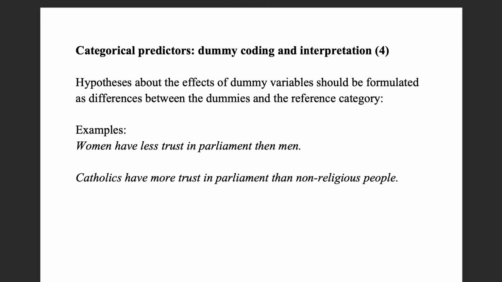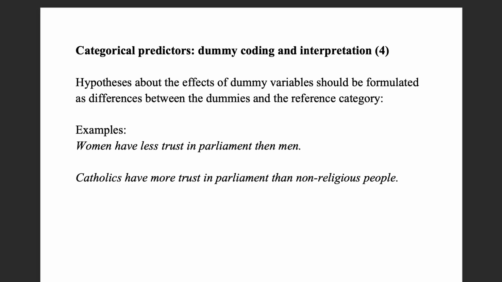And for our religious denomination example, again, we have to make clear in our hypothesis what we think about the difference between those categories for which we created dummy variables relative to the reference category. So for instance, if we theoretically expect that maybe Catholics are better represented in parliament, and therefore Catholics will be more trusting of parliament, then we need to make clear in how we formulate our hypothesis that this is about the difference between Catholics and our reference category.